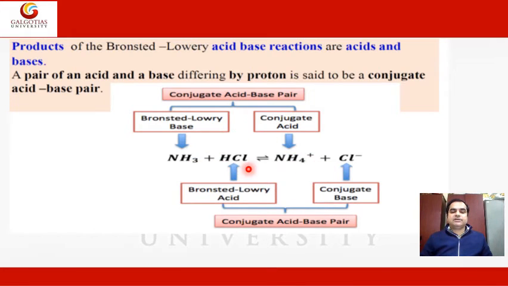Similarly, HCl acts as an acid in this reaction, and when it donates the H+ ion to the base, it forms the Cl- ion as a base. So HCl is the acid, while the Cl- ion is the conjugate base of HCl.